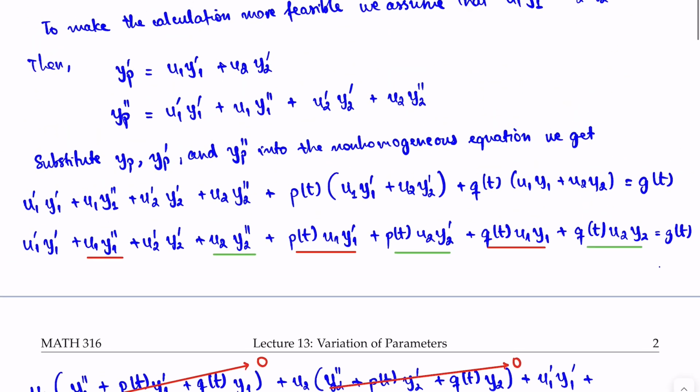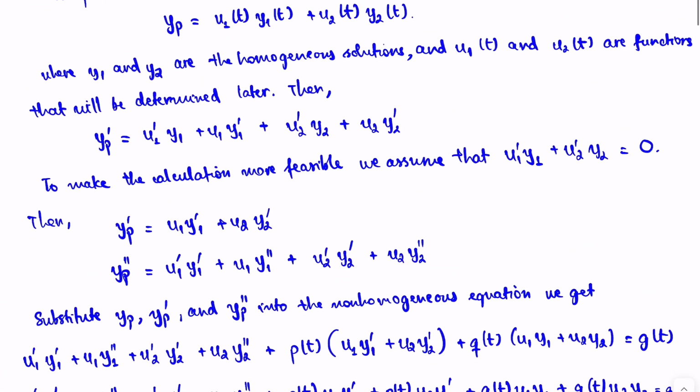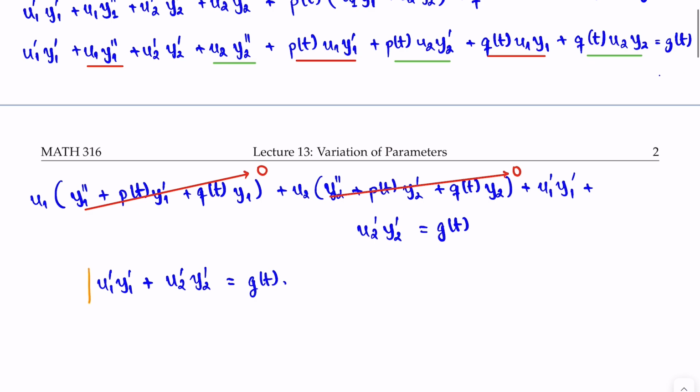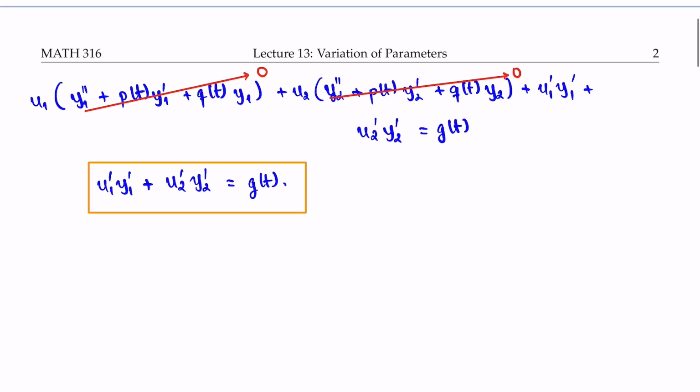So the first equation that we see is from this assumption earlier, that is u1 prime times y1 plus u2 prime times y2 equal to 0. And another equation is from here, u1 prime times y1 prime plus u2 prime times y2 prime equal to g of t. Okay, so we combine the equations.